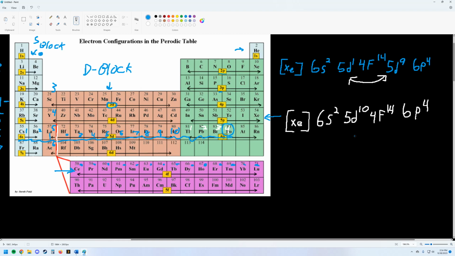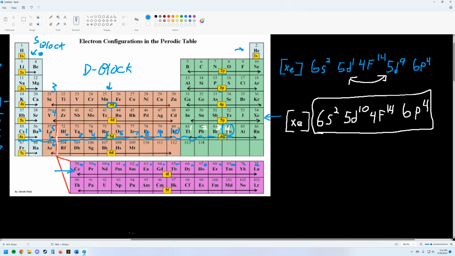Now, some professors want this in a specific order. They're going to want your S's first. Every professor wants the S's first. Some will want the F before the D, some will want the F after the D. This is correct. And if your professor gives you a hard time, they might want you to put F after D for whatever reason. But that's it in a nutshell.